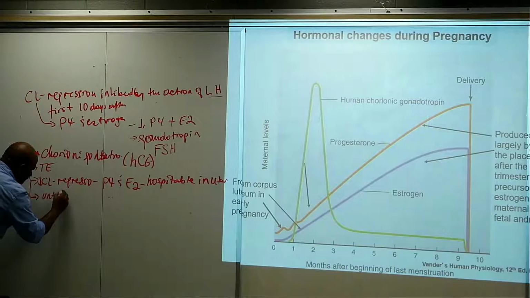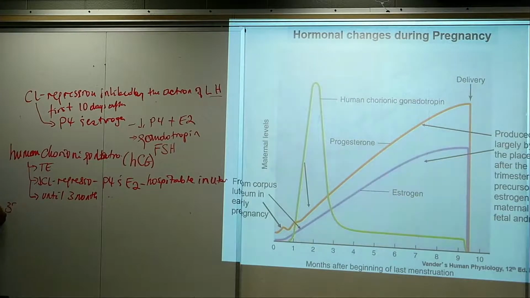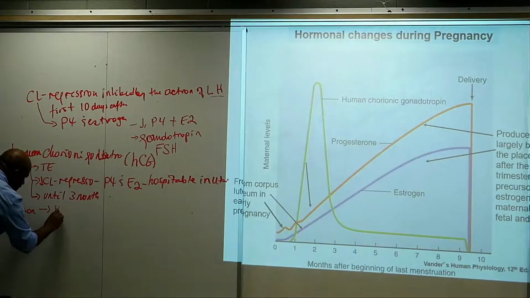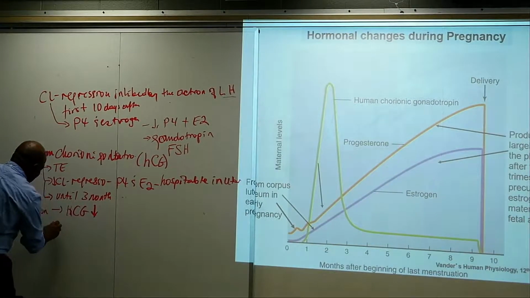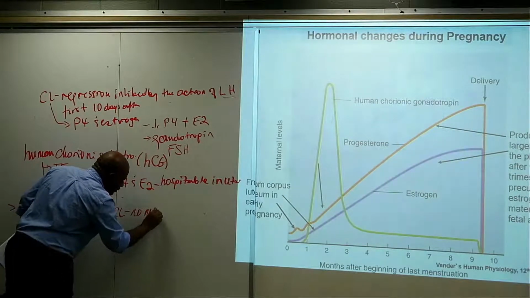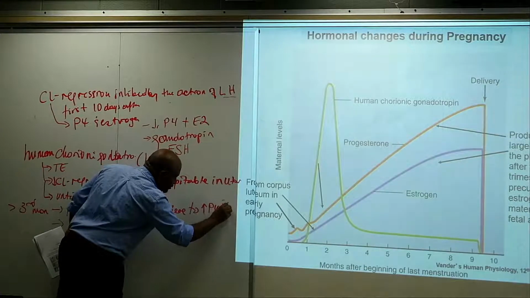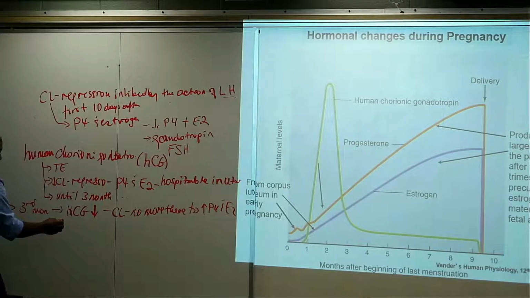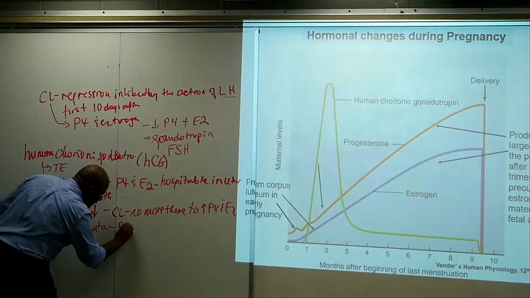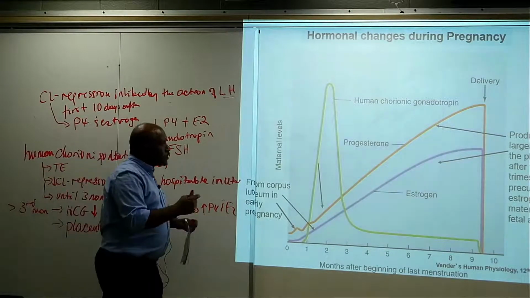That means this will be until the third month of pregnancy, and after the third month, the HCG declines, and the corpus luteum is no more there to produce progesterone and estrogen. From this time onwards, the placenta is the one which produces progesterone and estrogen, so that pregnancy can continue.